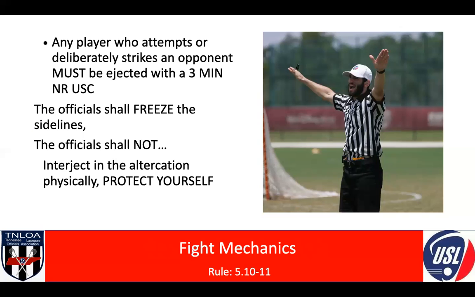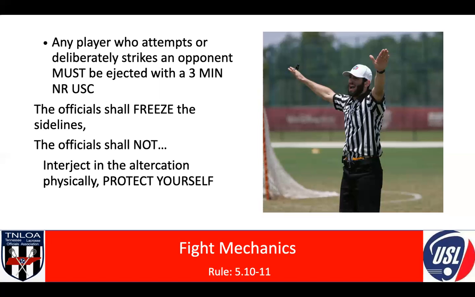Any player who attempts to deliberately strike an opponent must be ejected with a 3-minute not releasable unsportsmanlike conduct. Anytime someone is ejected, it is a 3-minute unsportsmanlike conduct. It doesn't matter if he even makes contact. Deliberately attempting to strike an opponent must be an ejection. Now, this can be with the cross if we need it to be. If a guy takes a 180-degree slash and makes contact with a player's head, and we know he wasn't trying to do anything except hurt the kid, eject him.